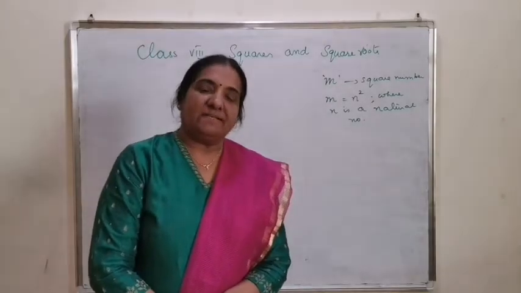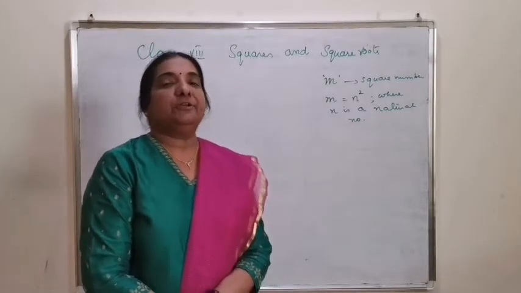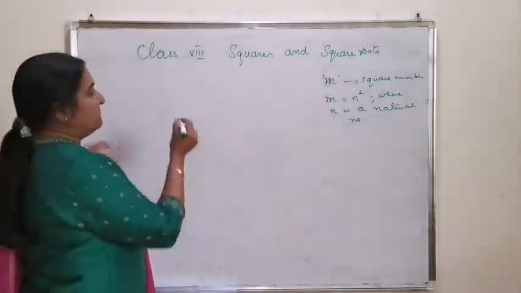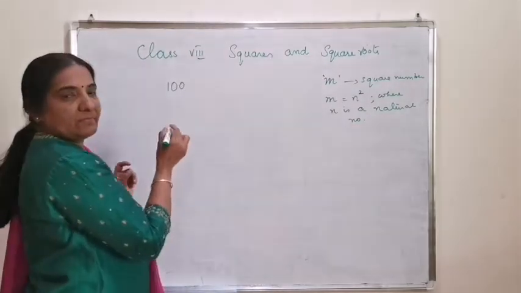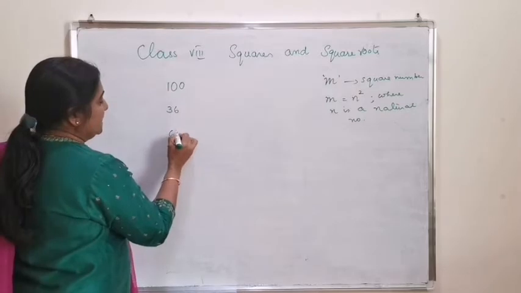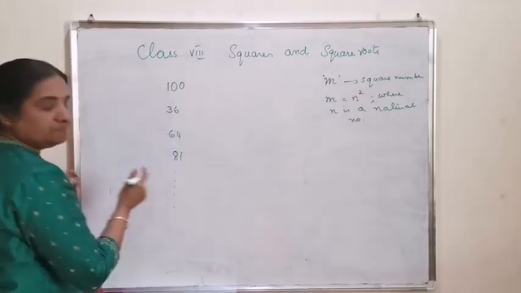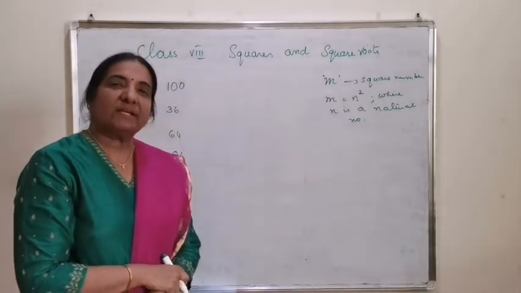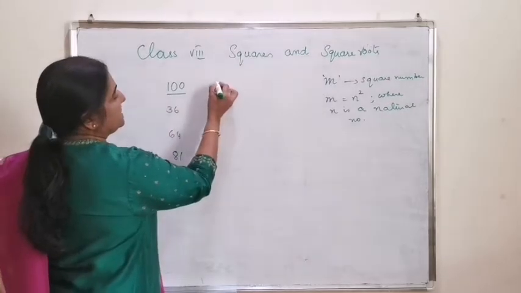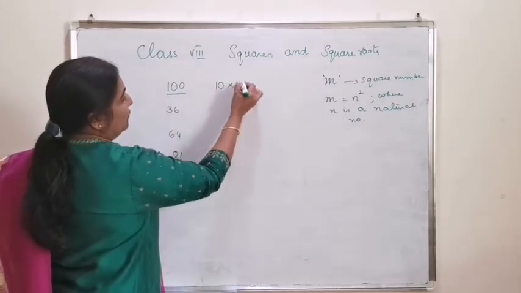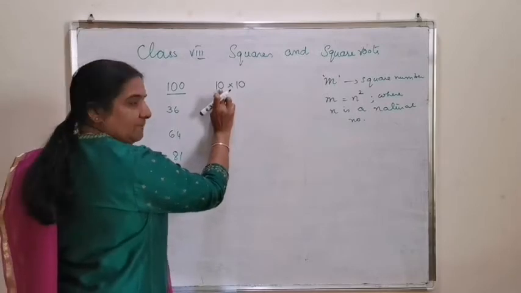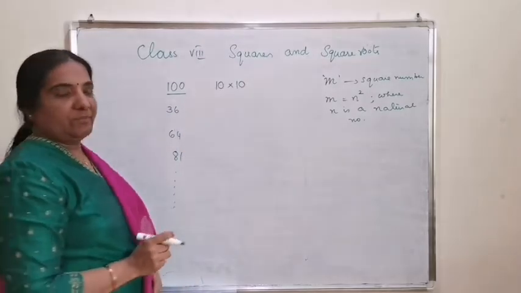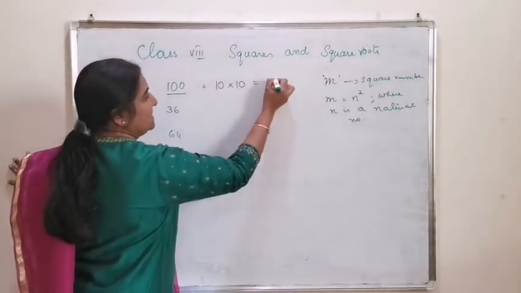After learning about squares, let us see how you can define square root. Take some square numbers such as 100, 36, 64, 81 and so on. They are all square numbers, and how do we know? 100 can be expressed as the product of the natural number 10 into 10, which is the same as 10 square.